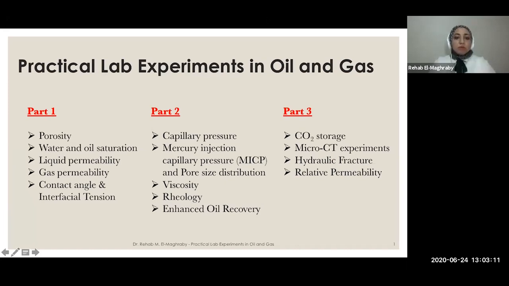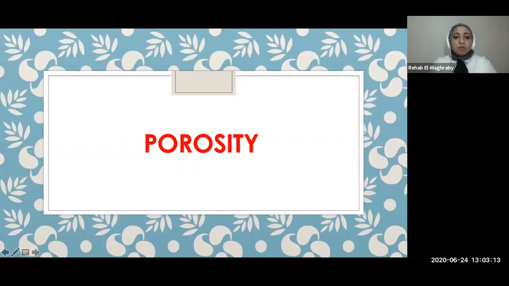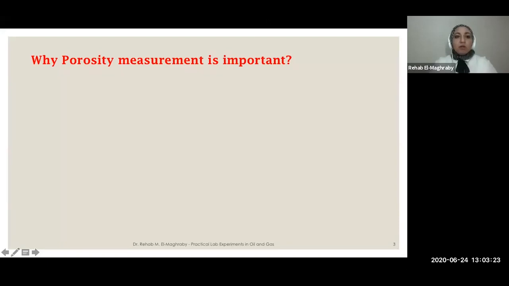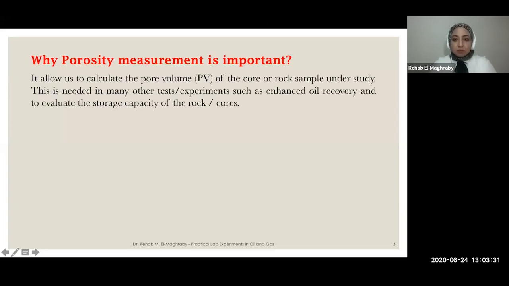So the first lab experiment that we will discuss is porosity. How can we measure porosity? First, why is porosity important? It gives us an indication of the pore volume of your rock, so you can know the storage capacity of your rock. You can use the pore volume to calculate enhanced oil recovery and to calculate the saturations.